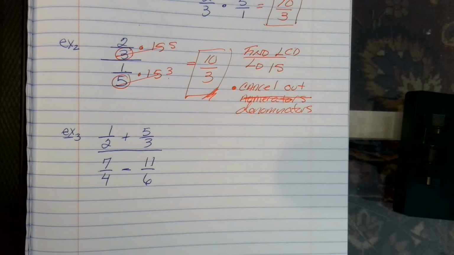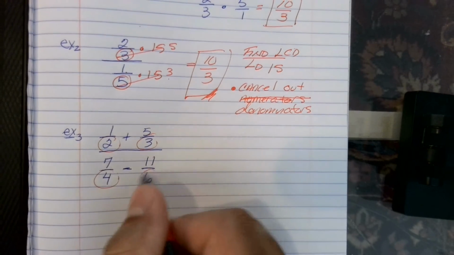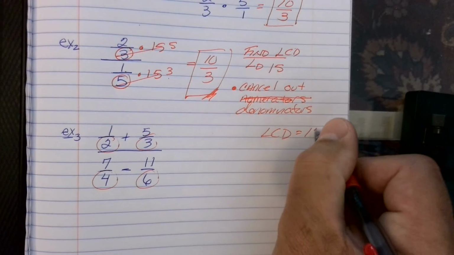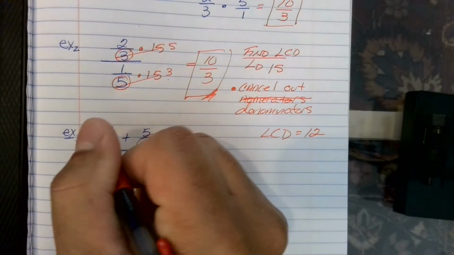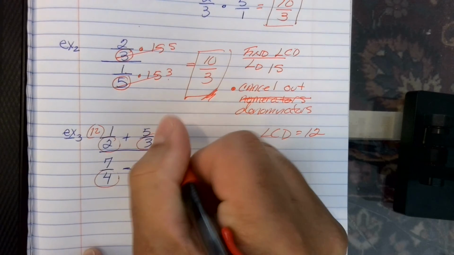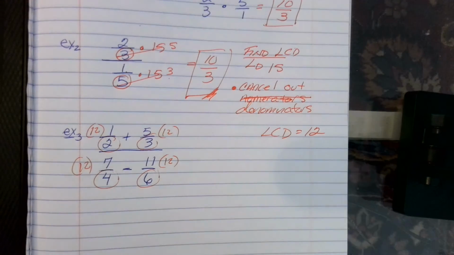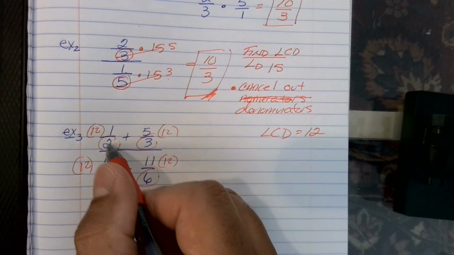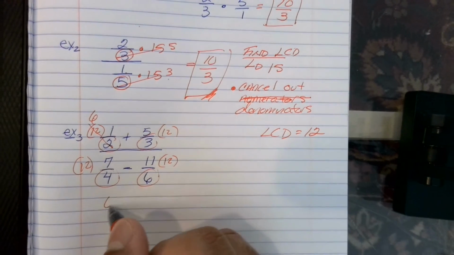Let's try it that way. So the LCD in this case, I have 2, 3, 4, and 6. It looks like my LCD is going to be equal to 12, a value that all of those could go into. So I want to multiply each one by 12. And then I want to cancel out these denominators. So 2 goes into 12 6 times. 6 times 1 is 6.